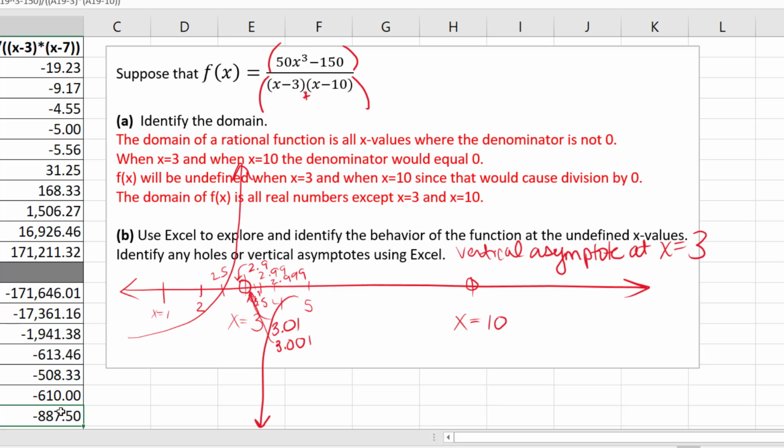Now let's do the same thing at x equals 10. If we want to sneak up on x equals 10 from the left side, we're going to put in values like 9, 9.5, 9.9, 9.99, 9.999. And on the right side, you'd have values like 11. Getting closer would be 10.5. Getting closer would be 10.1. Even closer, 10.01. Even closer, 10.001. I'm going to put those values in Excel, and we're going to see which y values we get out of this function.